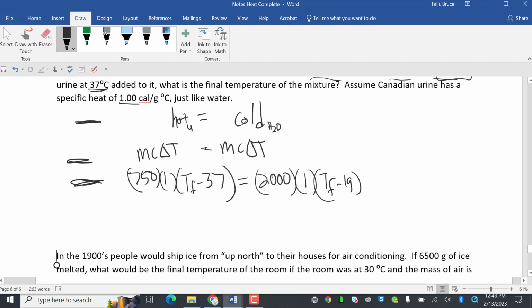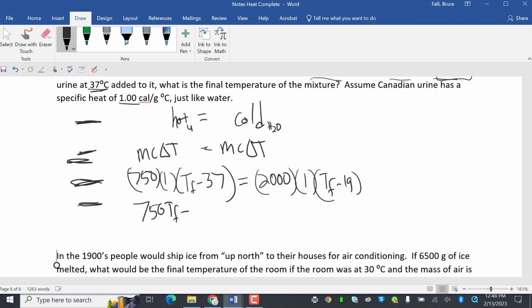All right, so let's do a little math. I'm going to leave my negative sign out here. 750 T sub F minus 37 times 750, 27,750, equals 2,000 T sub F minus 38,000. So again, I distribute there. I didn't worry about multiplying by 1. It's like kissing your sister. It doesn't really do anything. But now I have this negative sign out here. I'm going to distribute my negative now. Negative 750 T sub F, positive 27,750.